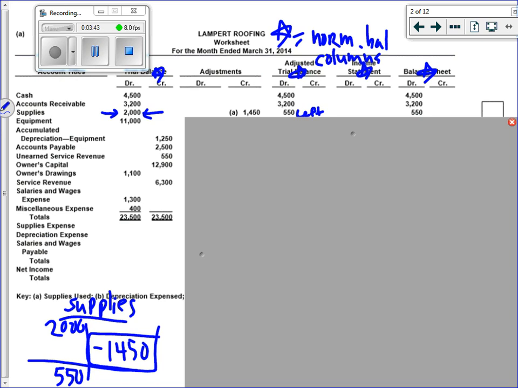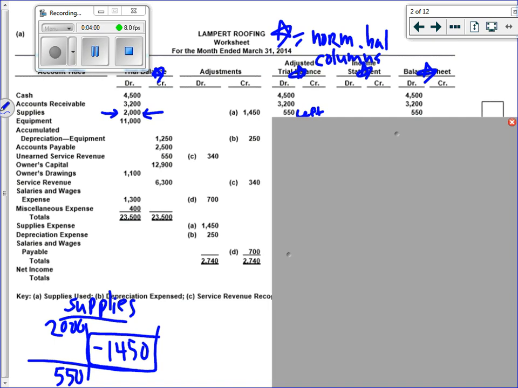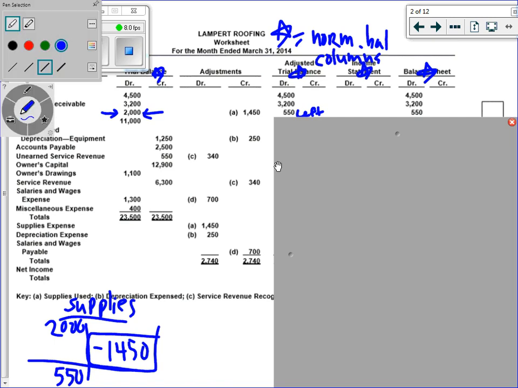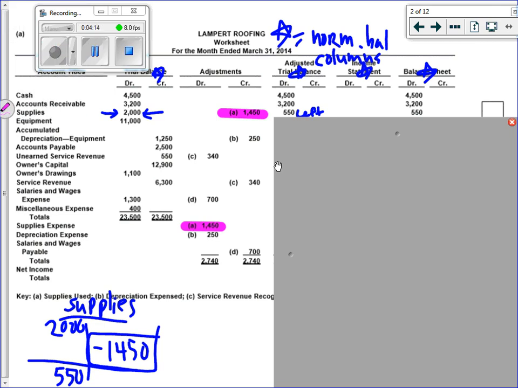I see a credit. What has to be partnered with it? A debit. Where? Supplies expense. Okay, in order to show you this, I have to show everything here. I'll just highlight. So I've got my credit partnered with my debit, labeled A. And if it would help you to highlight what I just did so you can see those two work, great.